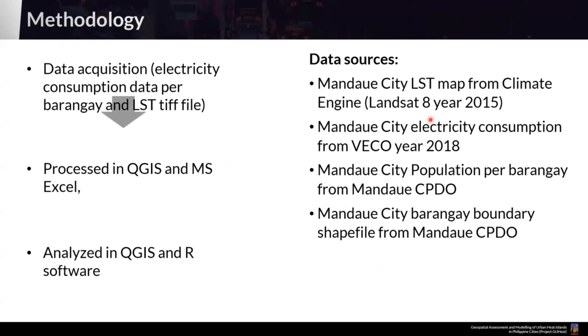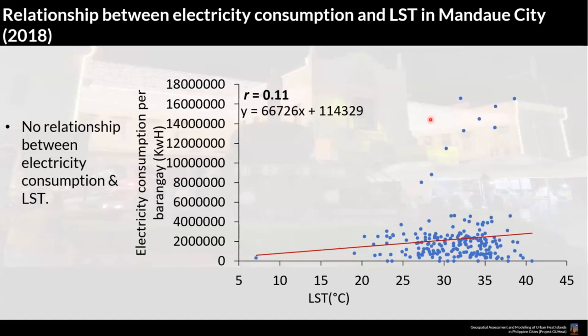First is data acquisition, followed by processing in QGIS and Excel, and analysis in QGIS and R software. Through plotting the relationship between LST and electricity consumption per barangay, it was found out that there is no relationship between electricity consumption and LST, based on the correlation coefficient of 0.11, which is really low. However, as you have noticed here, these are from Barangay Tipolo.